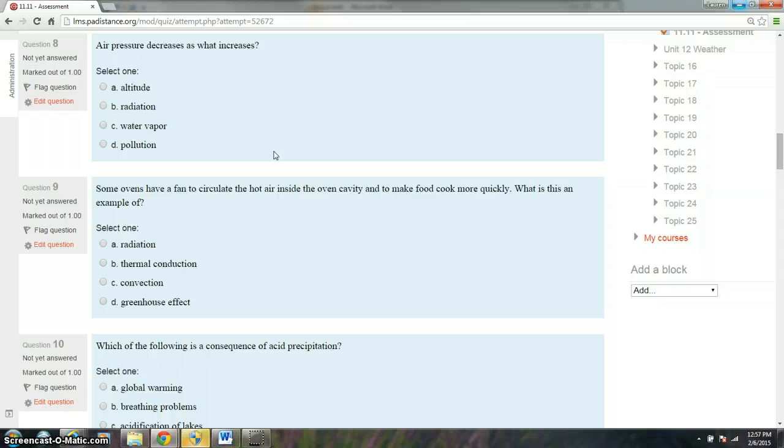Question 8. Air pressure decreases as what increases? So air pressure decreases as what increases? A. Altitude, B. Radiation, C. Water vapor, or D. Pollution.